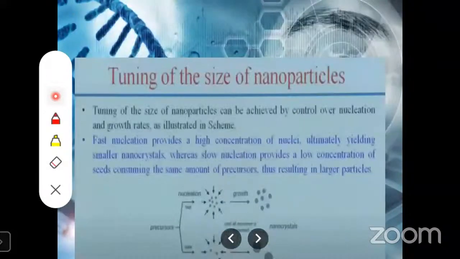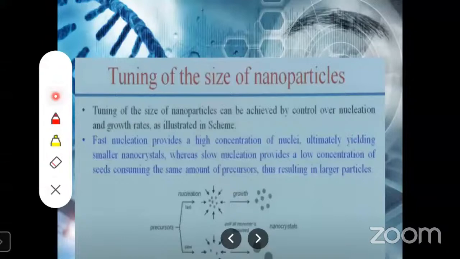And then how will you tune the size of the particles? Tuning the size of the particles can be achieved by controlling the nucleation as well as the growth rate. For example, faster nucleation will provide a higher concentration of nuclei, and you will yield small nanoparticles or nanocrystals. But with slow nucleation, it will provide a low concentration of seeds.